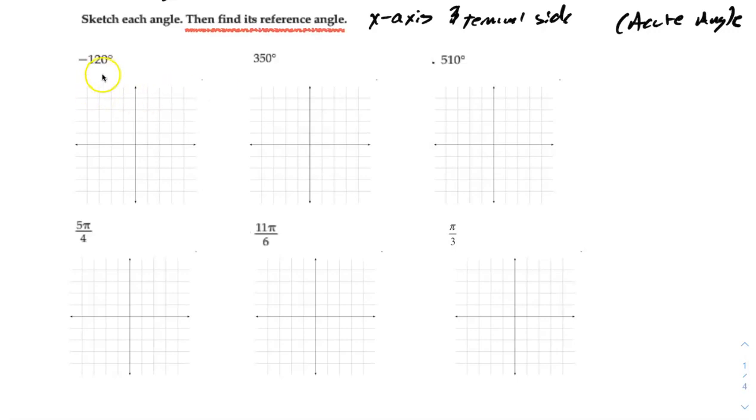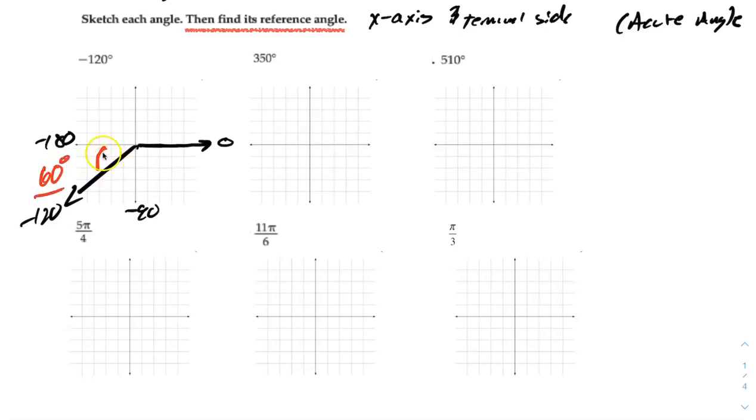So for the first one, negative 120. I'm just going to draw it. Here's 0, here's negative 180, because remember, here's negative 90. It's negative, so we're going down. So negative 120 is between these two, something like that. But that's not the question. The question is, what's the reference angle? That's this guy. So how far is 180 from 120? That's 60 degrees.